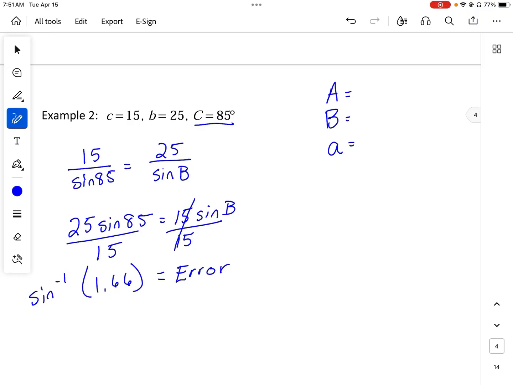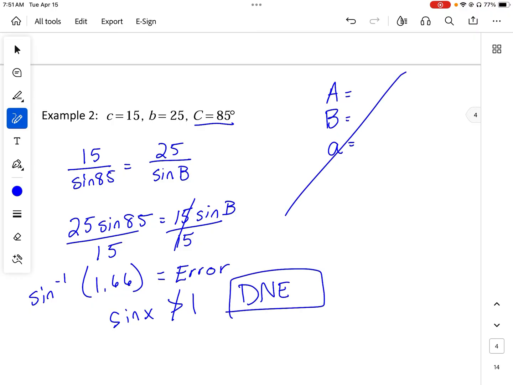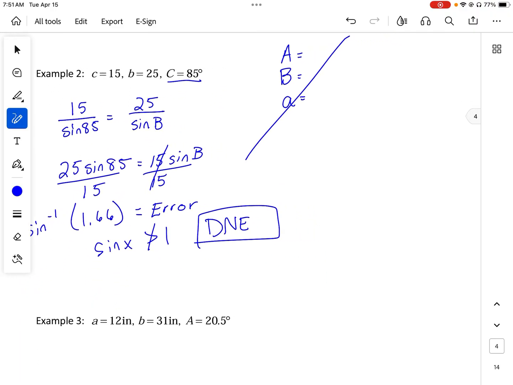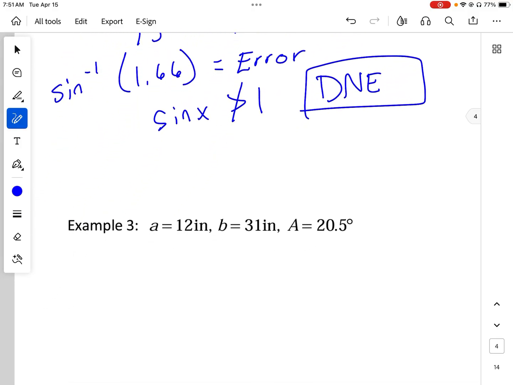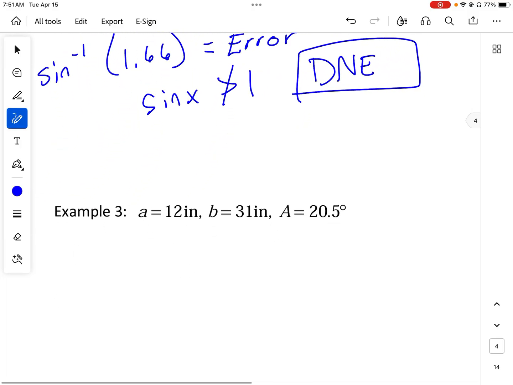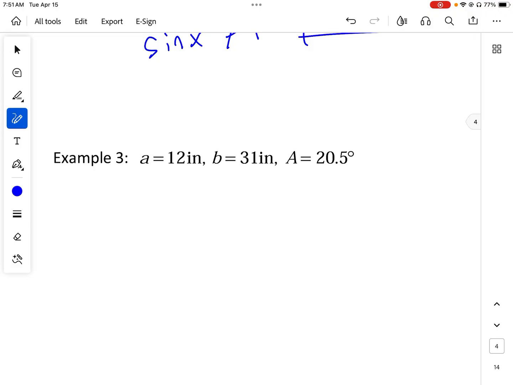Well, when you do this, this gives you an error. Whenever we have the unit circle, the sine is never more than 1. Sine x is not greater than 1. So since there's an error, this triangle does not exist. So we can't even do these. So we have to have working knowledge of that unit circle. All right, let's look at the next one.